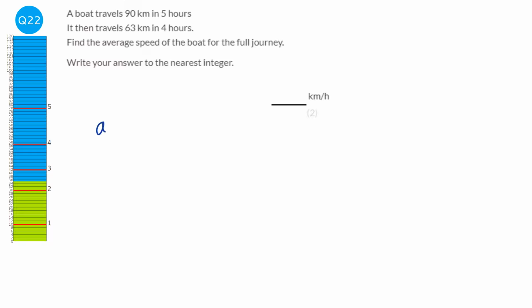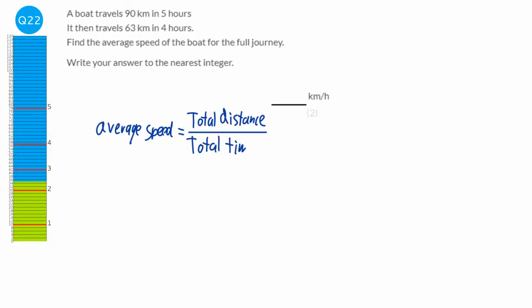To find average speed, we need to do the total distance, and then all we need to do is divide that by the total time. So in this question, the two distances are 90 kilometres and 63 kilometres. So we need to do 90 plus the 63 and divide that by the total time. So that's the 5 hours plus the 4 hours.